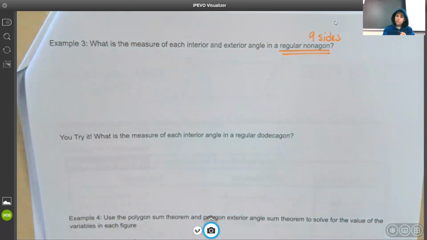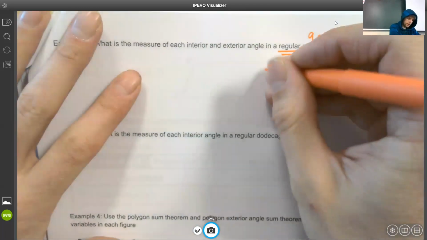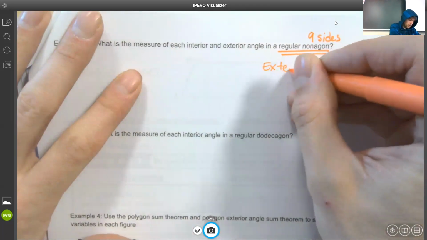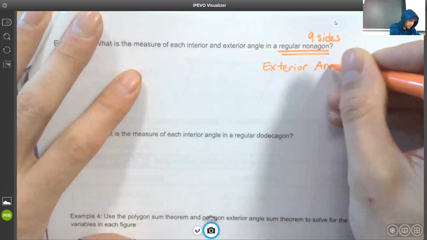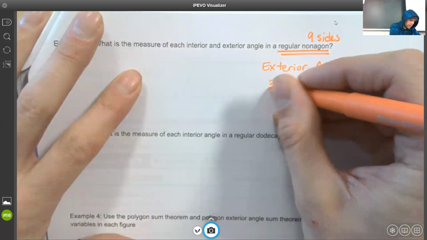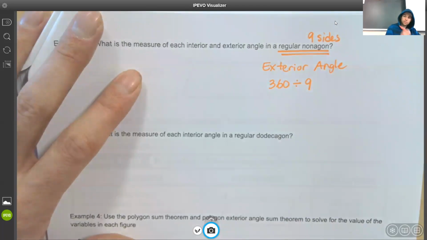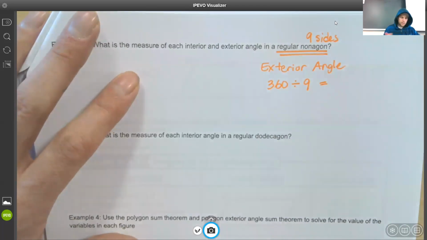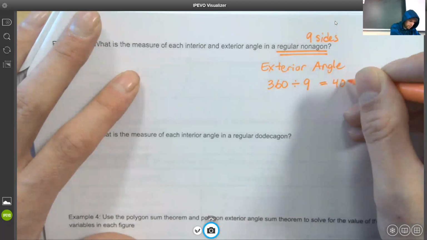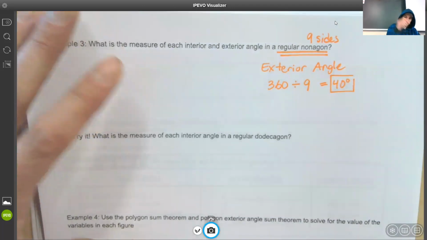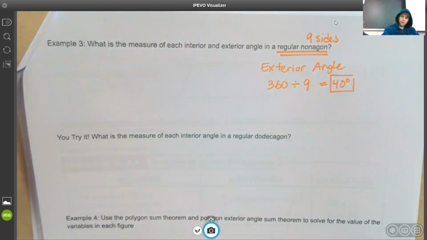We could do this in a couple different ways. We could start by finding the exterior angles. We know they're going to all add up to 360, and there's 9 of them. Right, so we could start with that. Exterior angles. So there's a total of 360 degrees spread out among 9 angles. So in that case, we do that division, we get 40 degrees. So each exterior angle as you go around a regular nonagon is going to be 40 degrees.